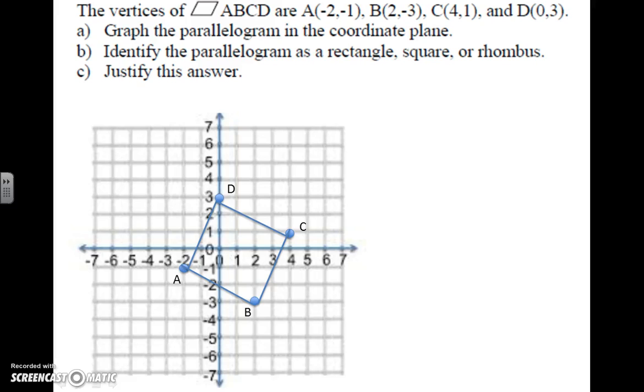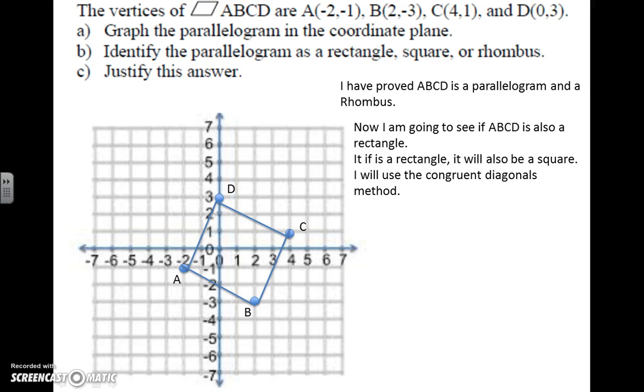Hello. When the last video cut off, we had just proven that ABCD is a parallelogram and a rhombus. Now I am going to check and see if ABCD is also a rectangle. If it is a rectangle, it will also be a square. I personally am going to use the congruent diagonals method to prove this.